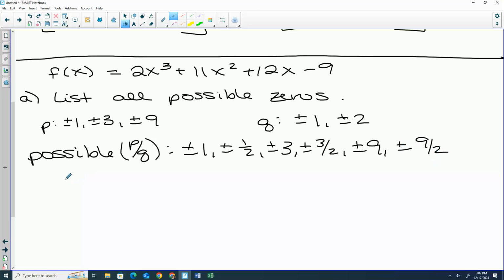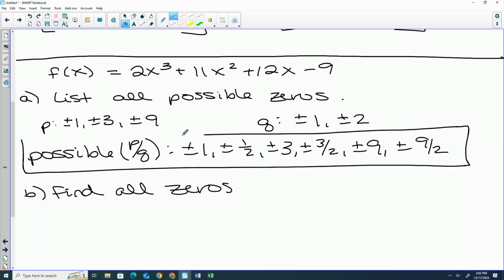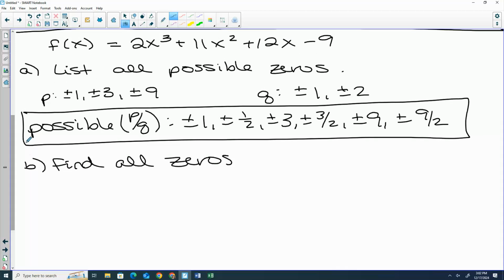Okay, now find all zeros. What do we do? Plug them in and find one that works. And how do we know it works? It equals 0. All right. You guys let me know when you find one. 1/2 works? Okay.